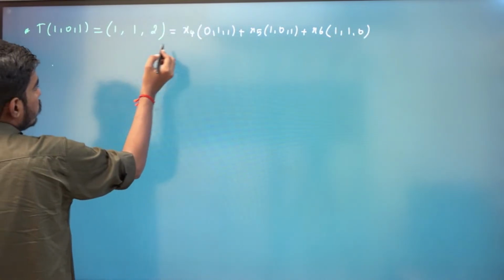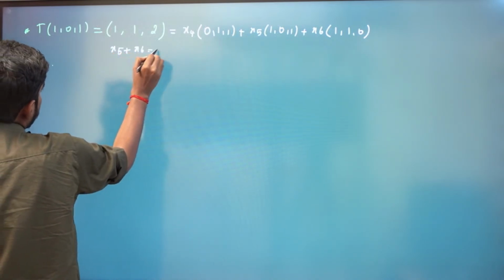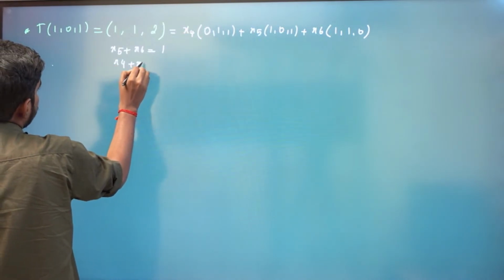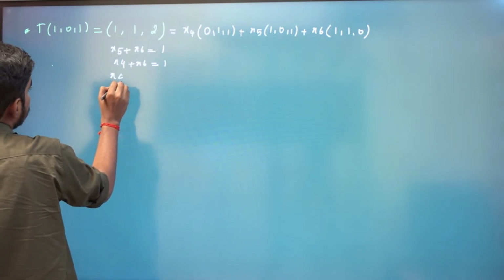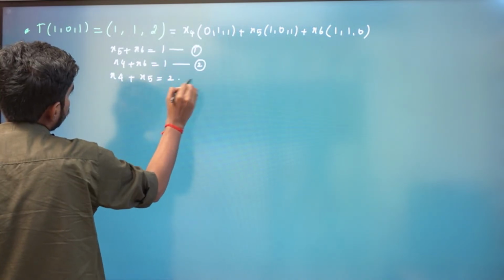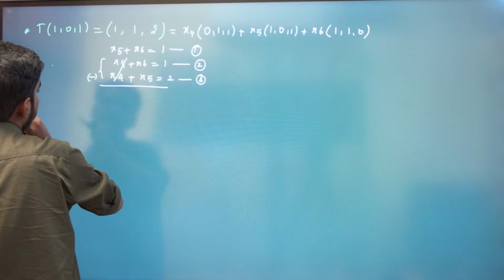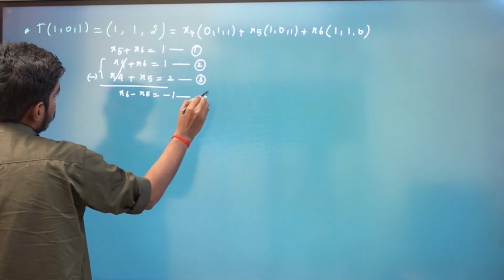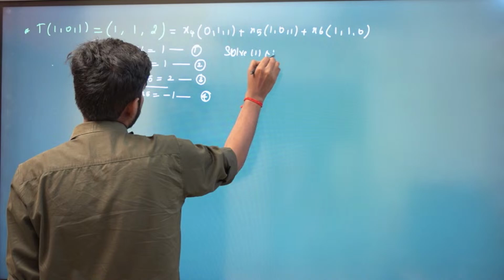Again, you solve for this. So we have x5 plus x6 is equal to 1, x4 plus x6 is equal to 1, and x4 plus x5 is equal to 2. So call this 1, call this 2, call this 3. Now you solve for 2 and 3, you just subtract. These two will get cancelled. So we have x6 minus x5 is equal to minus 1. Call this 4. Now solve 1 and 4.